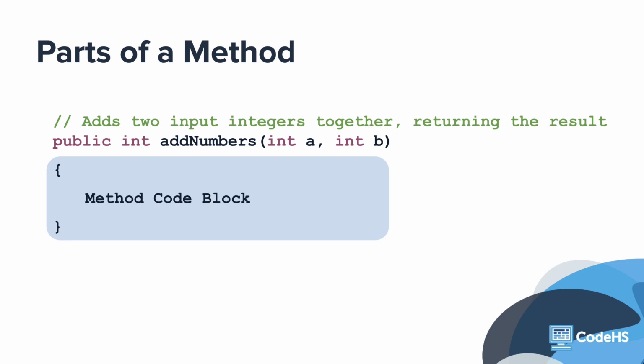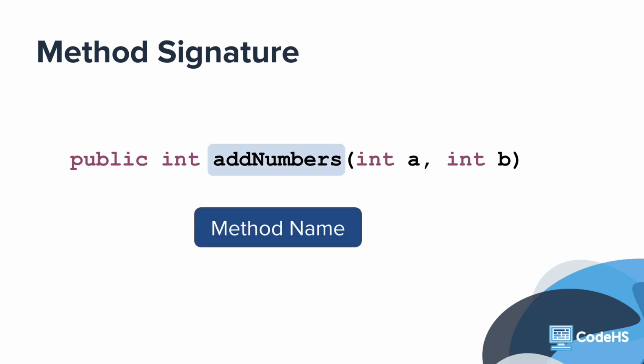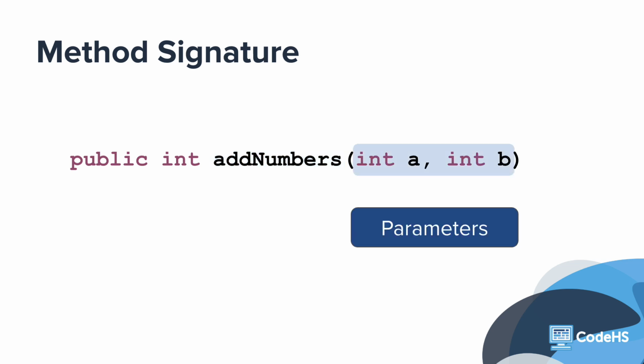Let's now take a deeper look at the method signature using this add numbers example. The method signature, along with the preceding comments, provides the programmer and compiler with important information. The signature has several key pieces to it. Perhaps the most important part of the method signature is the method name. The method name is found in the middle of the signature and should follow the same naming convention as variable names. After the method name, inside the parentheses, is the parameter list.